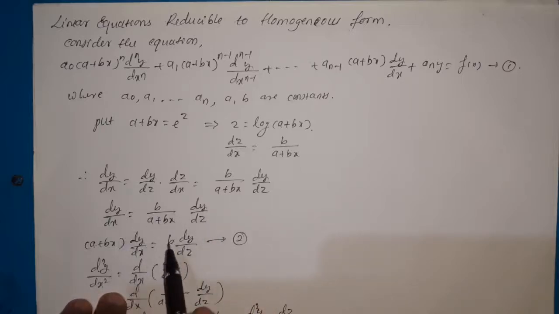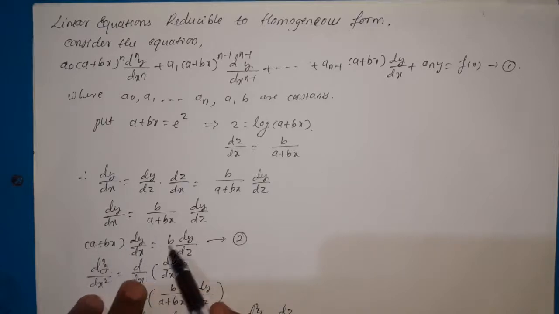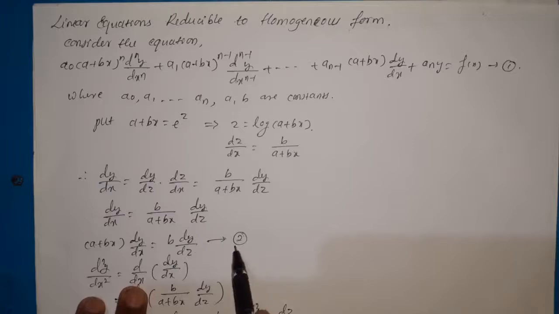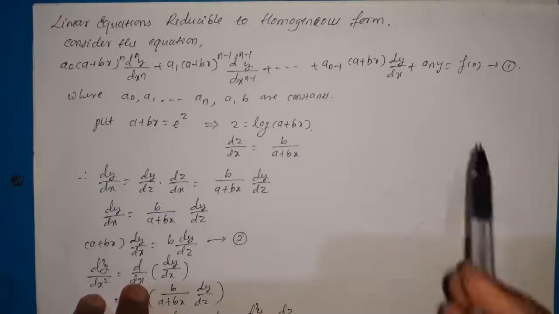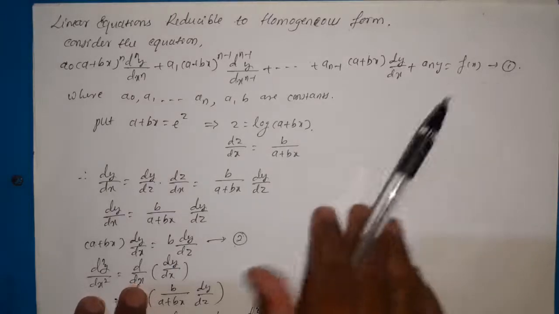Now on cross multiplying we get a plus bx into dy by dx equal to b into dy by dz. So just shift this a plus bx to the LHS. That becomes of the form a plus bx dy by dx equal to b into dy by dz, and consider that as the second equation, and the given equation is the first one.